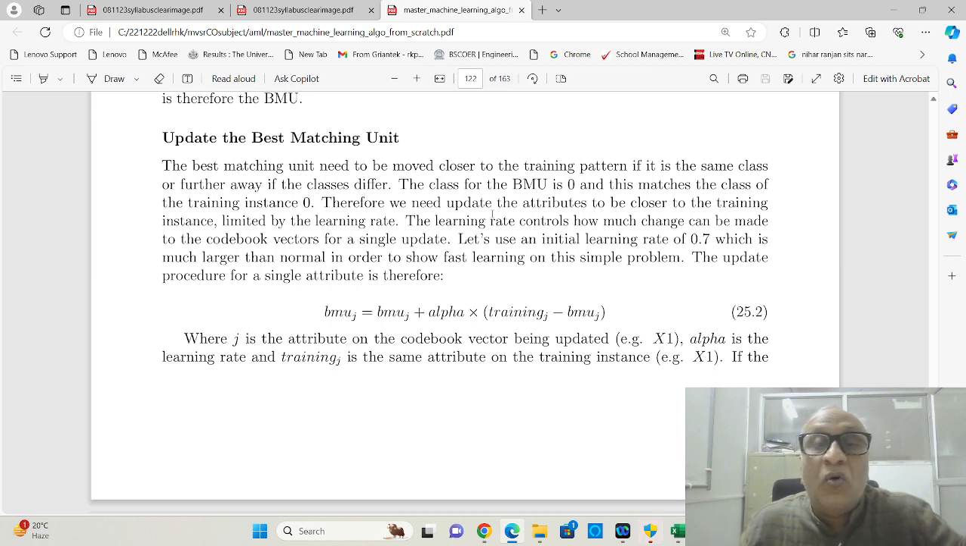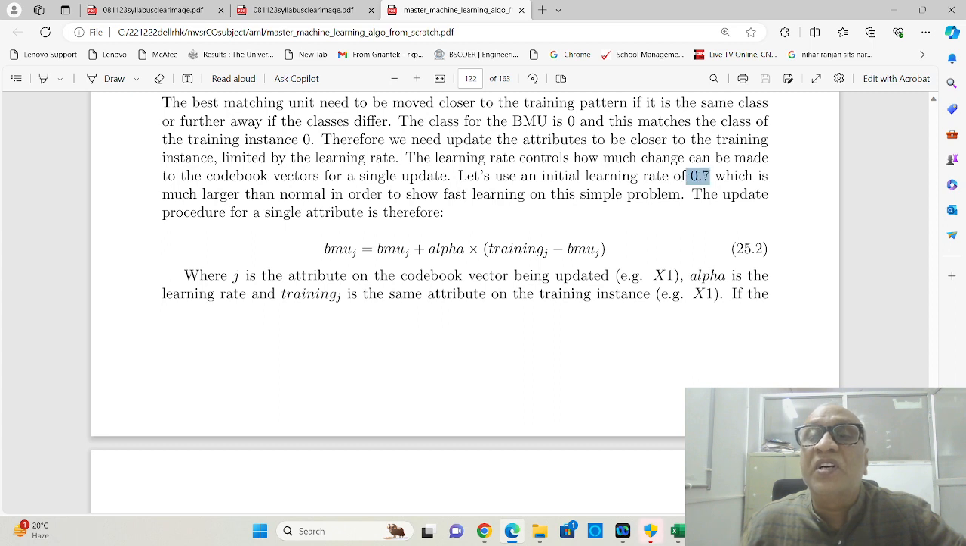Now what does the learning rate do? The learning rate controls how much change can be made to the codebook vectors for a single update. Here we are using a learning rate of 0.7. Actually this is high, but for this example, to understand and for simplicity, this high value is taken.